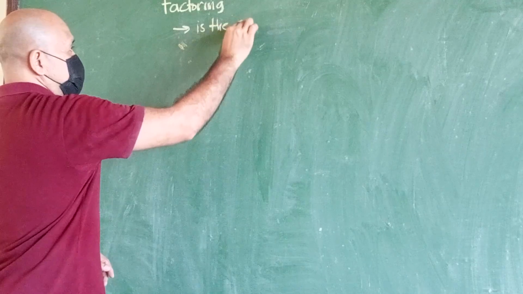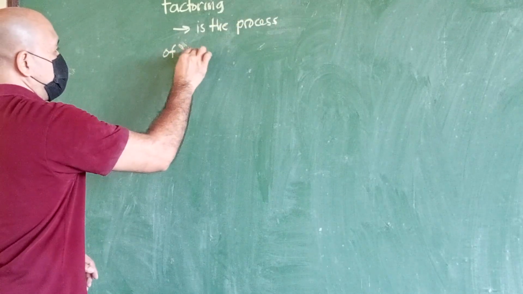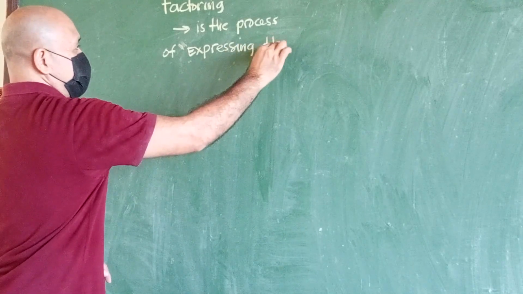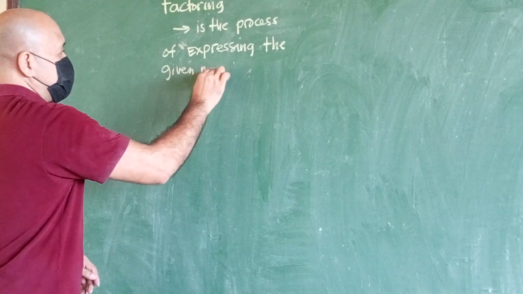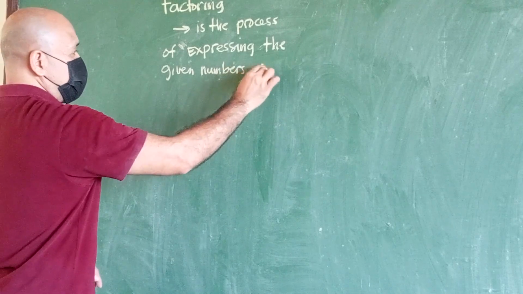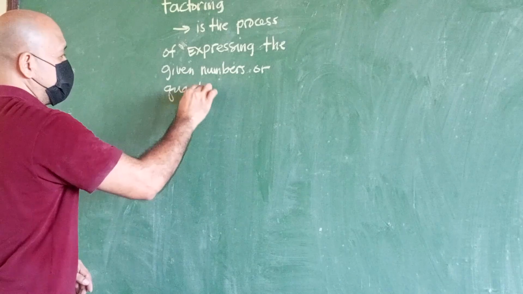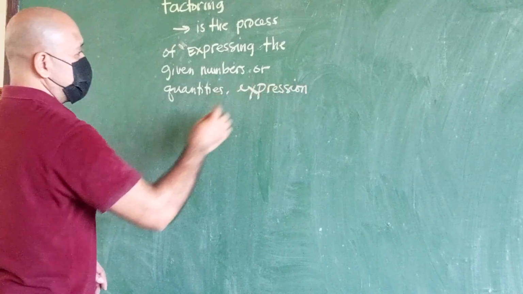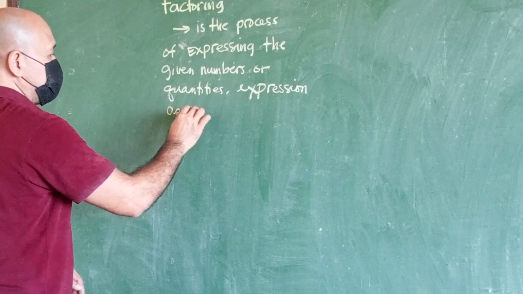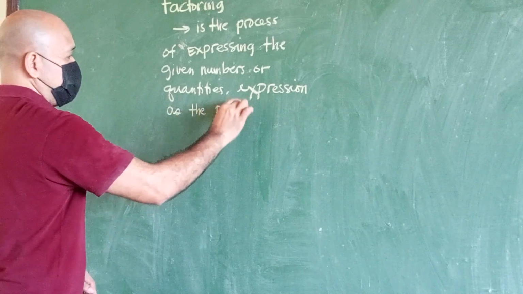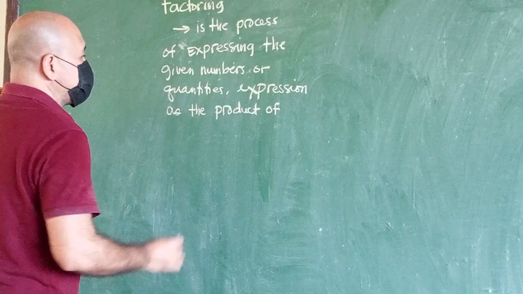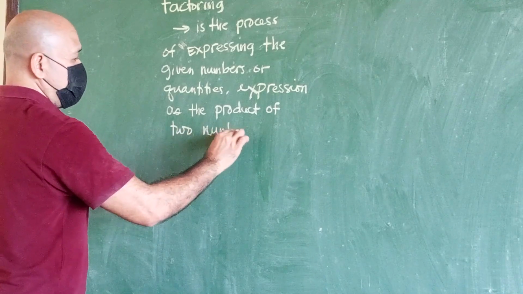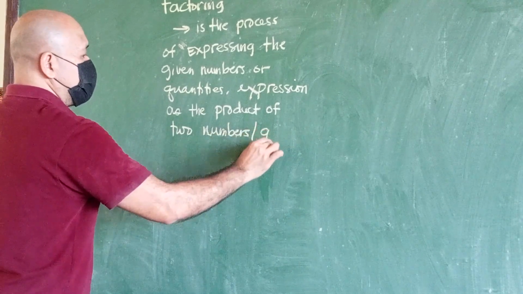Factoring is the process of expressing, or sometimes we call it rewriting, the given numbers or quantities or expression, like algebraic expression, as the product of two numbers or quantities.